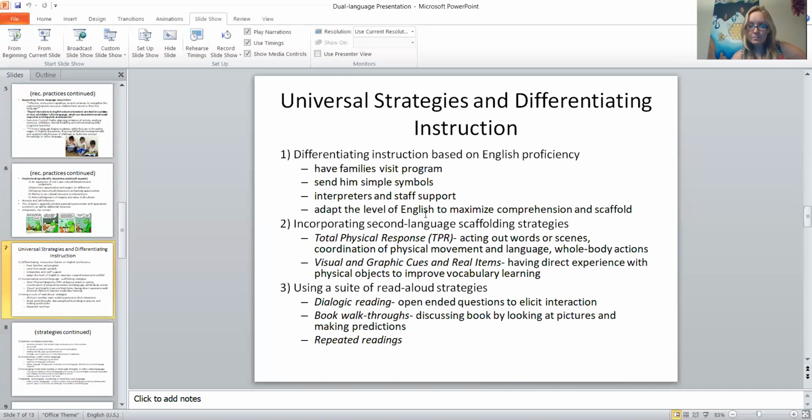The second one they mentioned is incorporating second language scaffolding strategies. One that they mentioned is total physical response, TPR, and this is acting out the words or scenes.